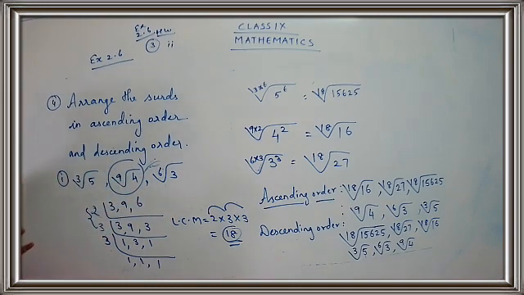What are we going to do? We are going to take the LCM of the root index. What is the root index? 3. What is the root index? 9. What is the root index? 6. Okay. Take the LCM of it. So when you take the LCM, what do you get? It's 18.